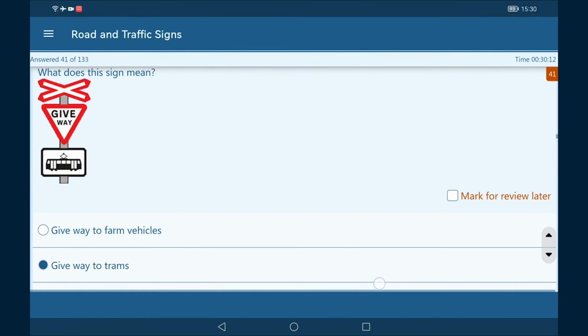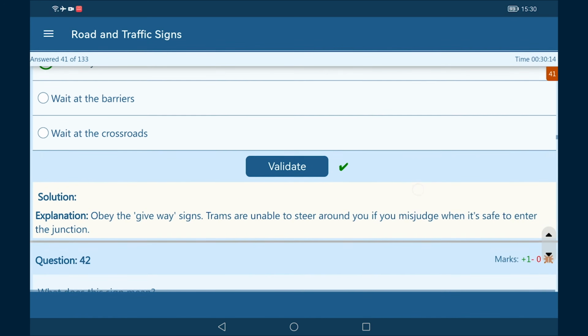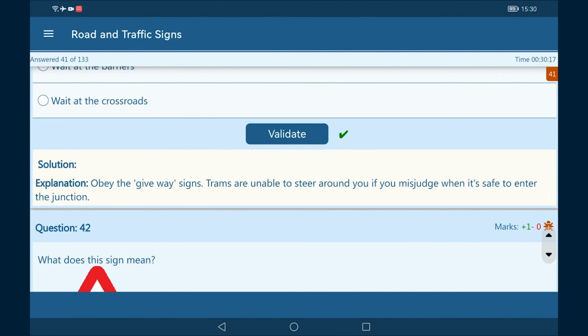Explanation. Obey the give way signs. Trams are unable to steer around you if you misjudge when it's safe to enter the junction. Question 42. What does this sign mean?